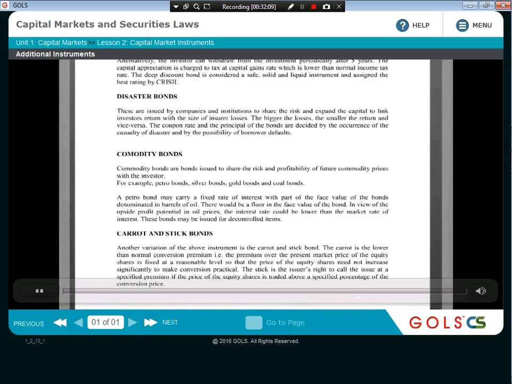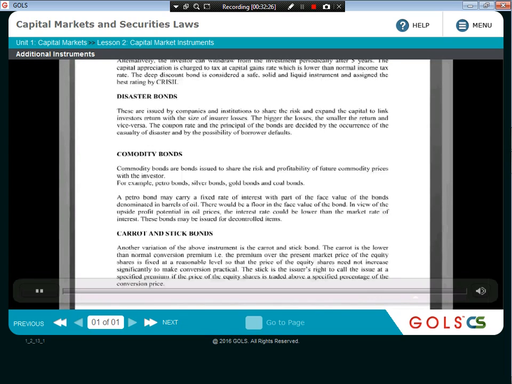Commodity bonds, as I said, petro bonds. So I've just explained what is a petro bond. The petro bond carries a fixed rate of interest. Part of the value of the bonds is denominated in barrels of oil. Okay, so then there will be a floor price, the face value of the bond. So if the oil price increases, the interest rate will decrease.